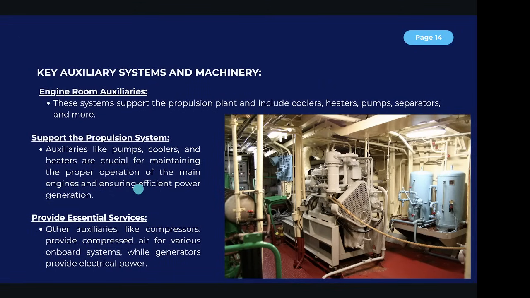So, the auxiliary engines are typically diesel or electric. They drive generators to produce electricity for all onboard systems, including the lighting, the navigation, and other machinery. It also provides essential services, for example the compressors, which provide compressed air for various onboard systems, while generators provide the electrical power.